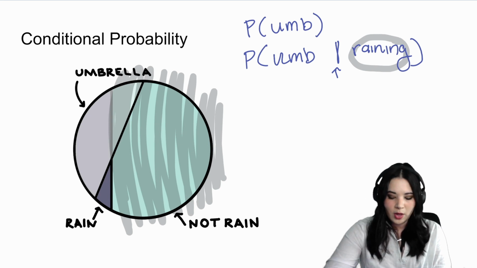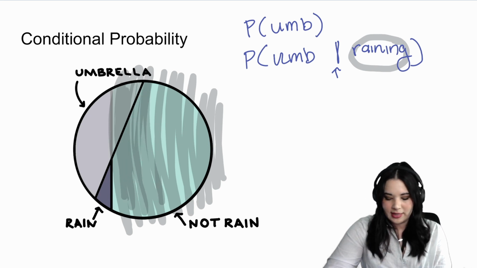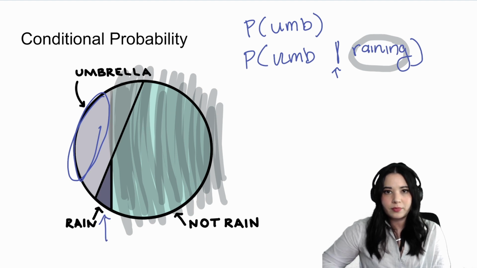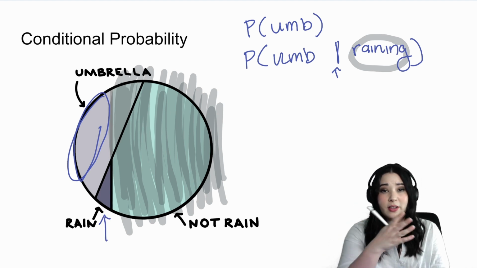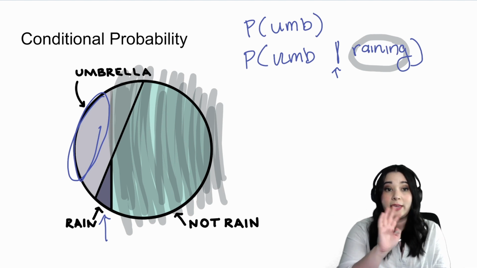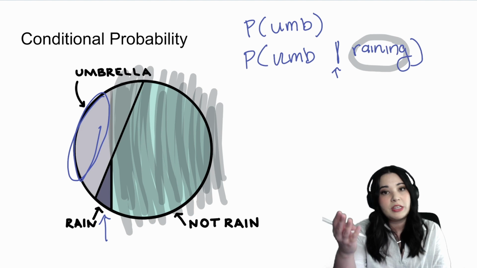bring an umbrella. Well, now that we're ignoring basically this entire right half of the circle, the probability of me bringing an umbrella is pretty big compared to me not bringing an umbrella. So the probability of bringing an umbrella just generally is pretty low. The probability of me bringing an umbrella given that it's raining is pretty high.